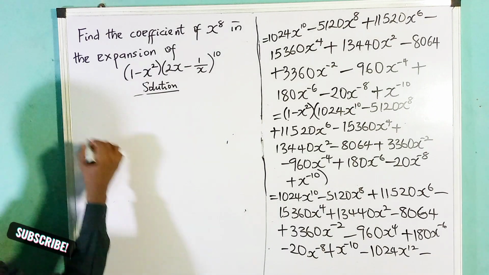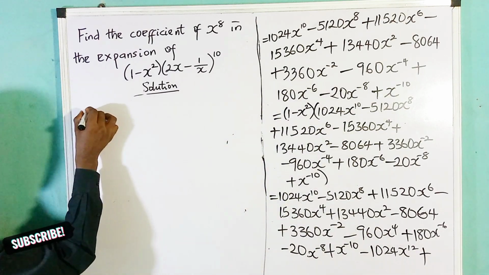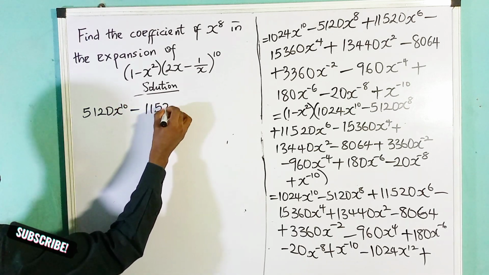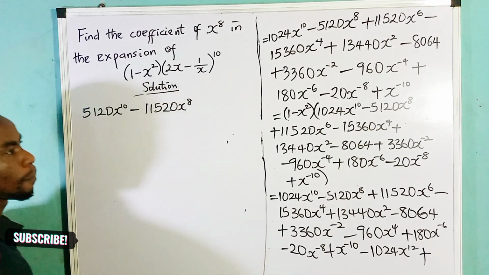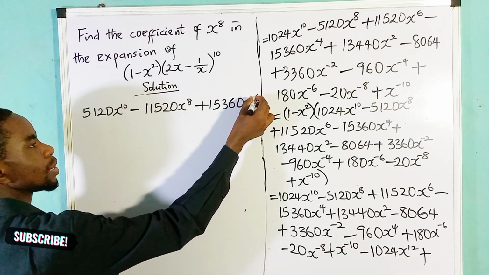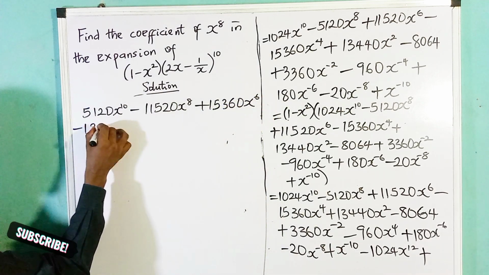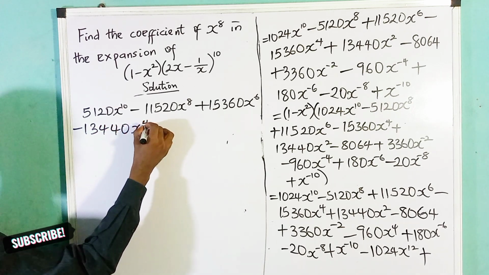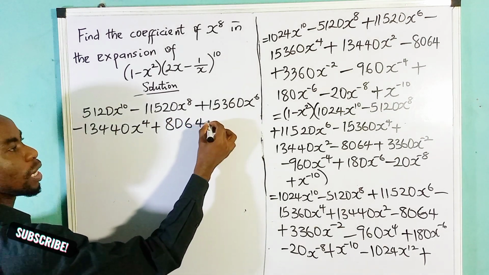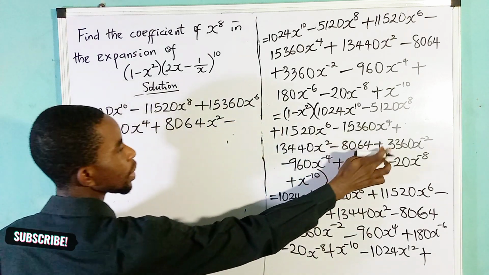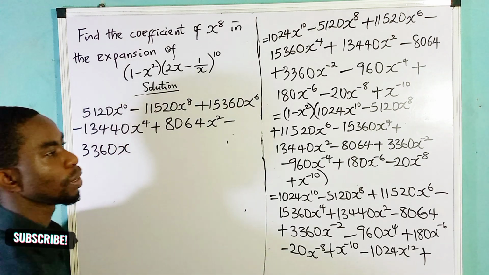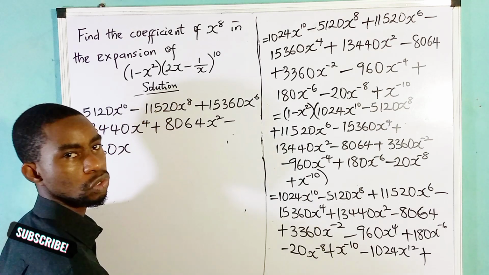So that's minus, no, that is plus 5120 x raised to the power 10 minus 11520 x raised to the power 8 plus 15,360 x raised to the power 6 minus 13,440 x raised to the power 4, that's plus 8064 x squared minus, now I'm here, please take notes, 3360.